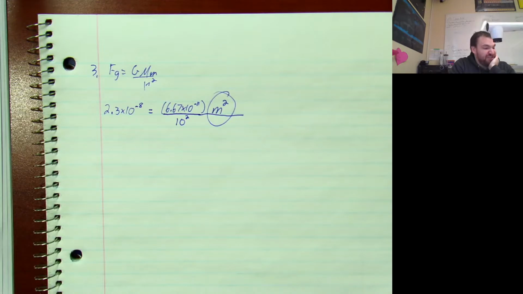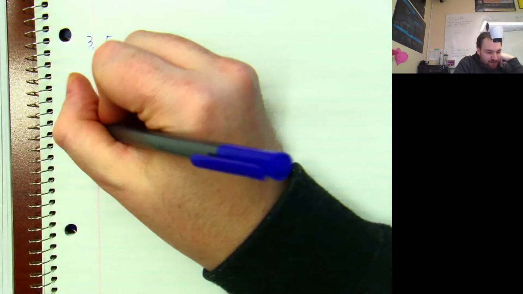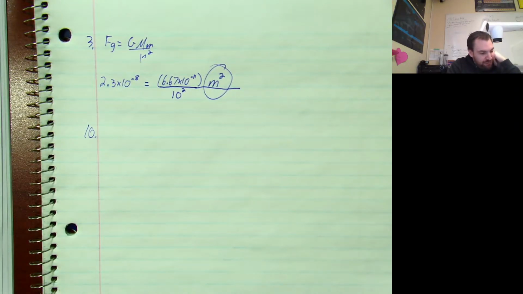We were successful? Angelina? Number 10. I was just looking at number 10, wondering if anyone was going to ask me about number 10. Number 10. 3 objects, each with a mass of 10 kilos, are placed in a straight line 50 centimeters apart. What is the net gravitational force on the center object due to the other two?